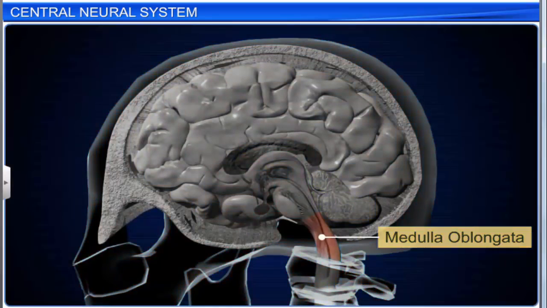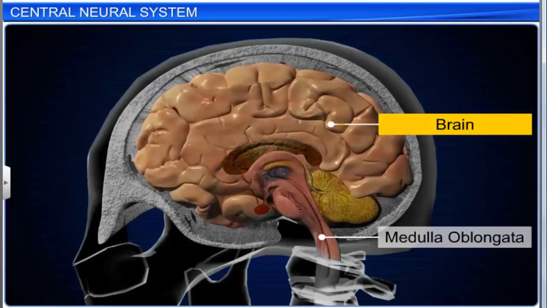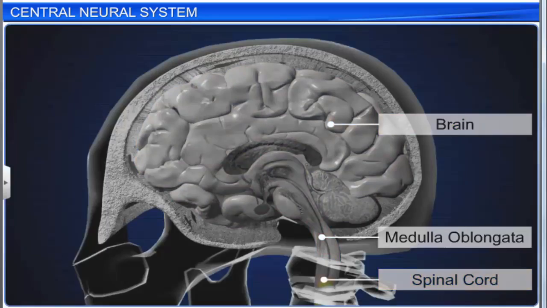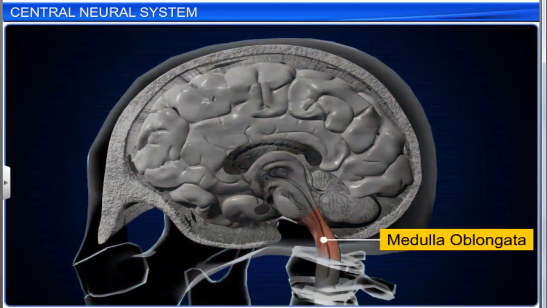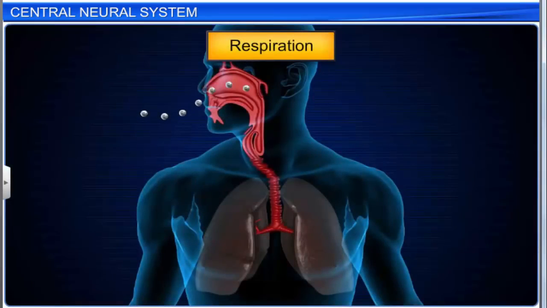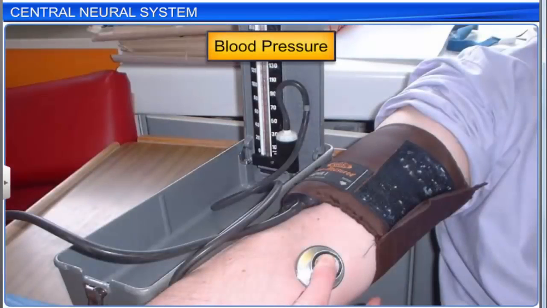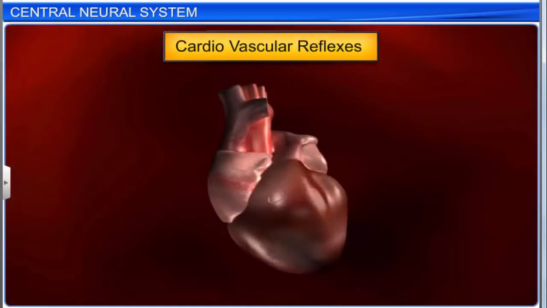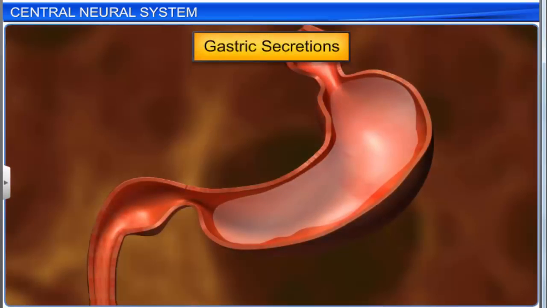The medulla oblongata acts as a link between the brain and spinal cord. The centers in the medulla oblongata control involuntary activities such as respiration, blood pressure, cardiovascular reflexes, and gastric secretions.